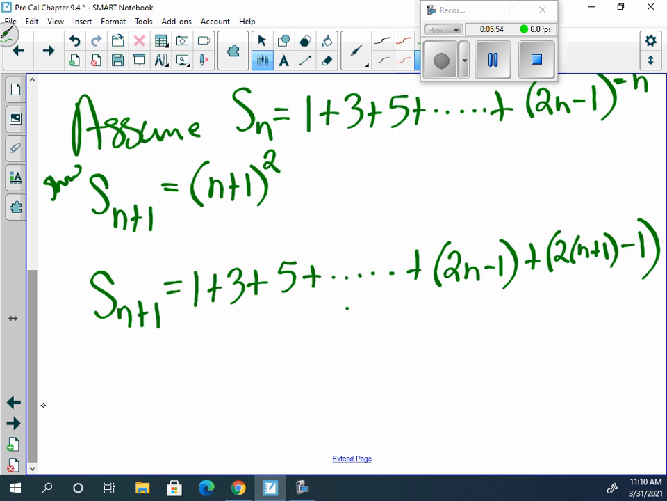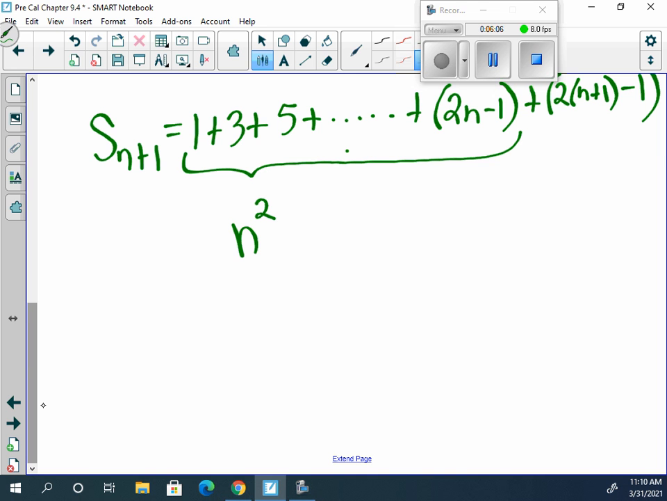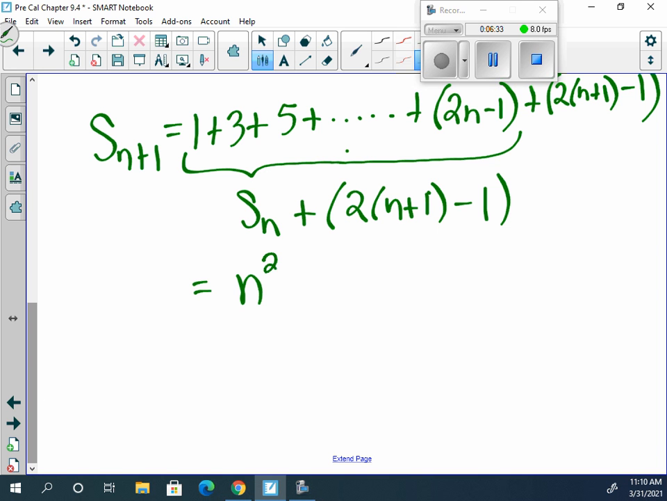Now, we already assumed that this is true and it's equal to n squared, yes? So we already know that this whole thing here is n squared because of our original statement for s of n, 1 plus 3 plus 5 all the way up to 2n minus 1 is n squared. Now the book will go and say that this is all s of n plus 2 times n plus 1 minus 1. But s of n we know is n squared, because that's what we said, yes?